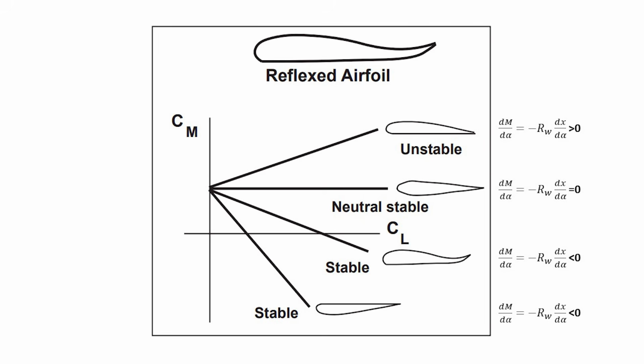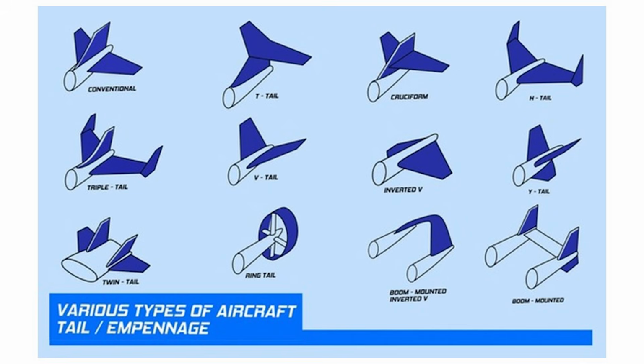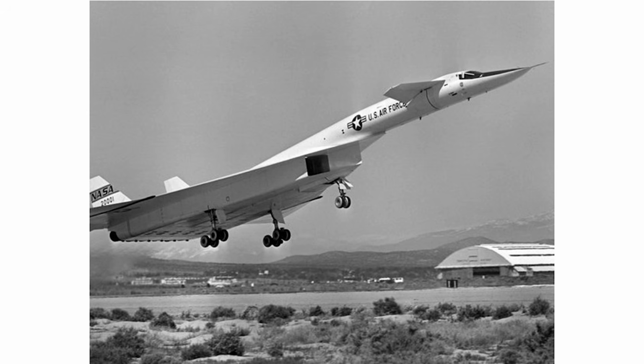To counteract the negative dx/d alpha generated by a positively cambered airfoil on a wing, you can add a tail to the aft of the aircraft, and that would counteract destabilizing moments. Or you can also add a tail to the front of the aircraft, which is called a canard. But we aren't interested in tails here, so how else can we replace the stabilizing moment generated by the tail?